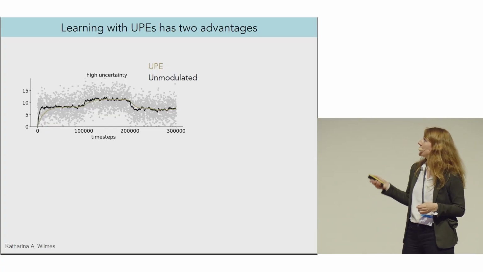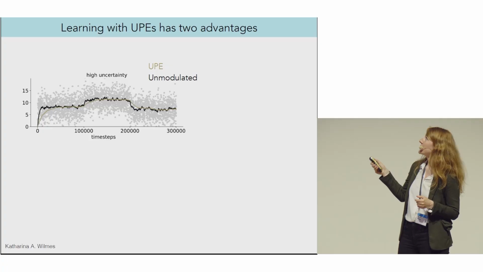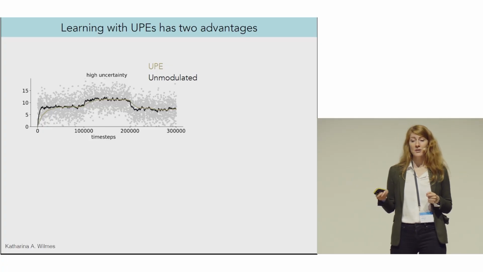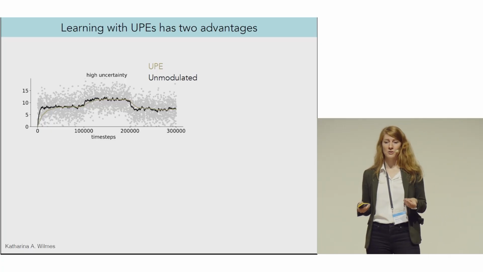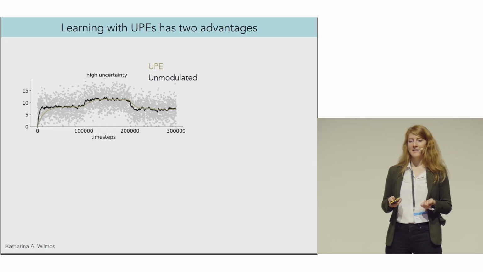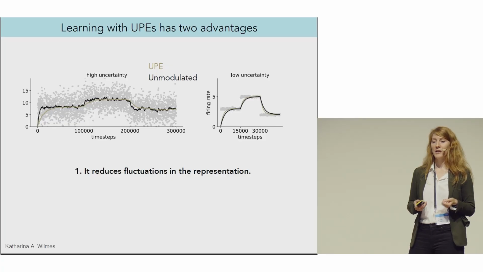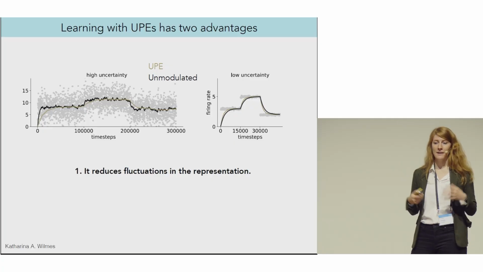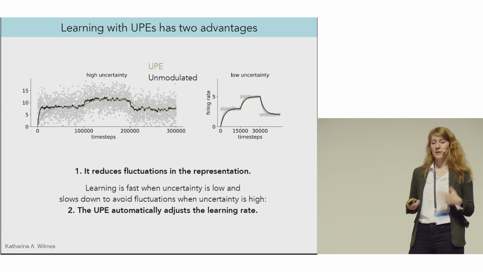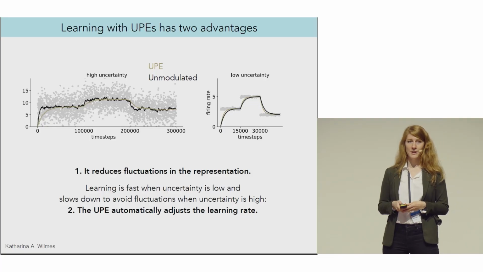And here we compare an uncertainty-modulated prediction error circuit with an unmodulated circuit, and we can see that the UPE circuit learns more slowly, but then also has reduced fluctuations in the firing rate compared to the unmodulated circuit. And this process basically reduces the fluctuations in the representation. However, if the uncertainty is low, we can trust our samples more. So with the uncertainty-modulated prediction error circuit, we actually learn faster than in the unmodulated case. So the UPE basically gives us something that automatically adjusts the learning rate based on the uncertainty.